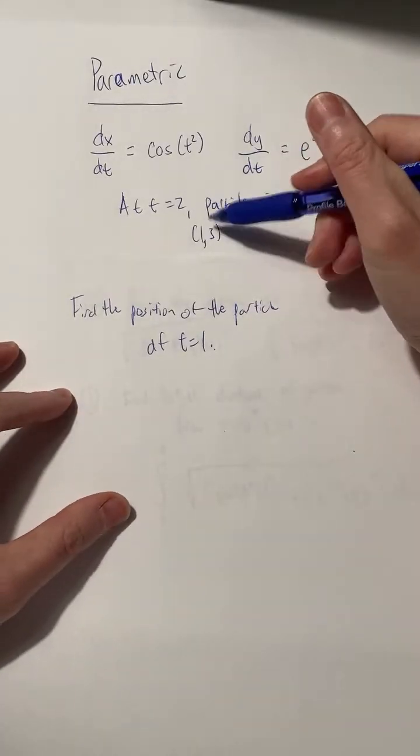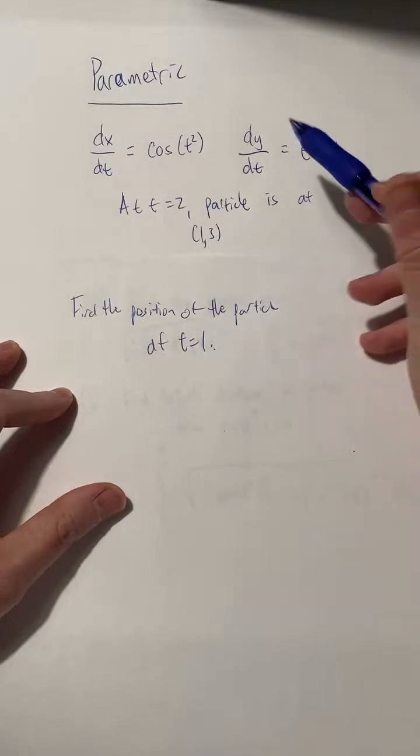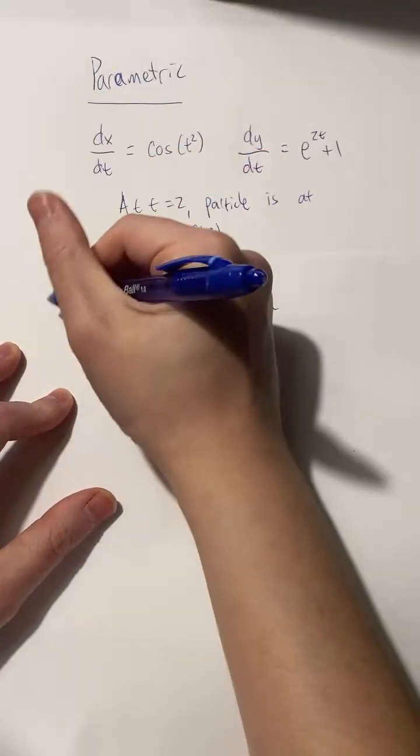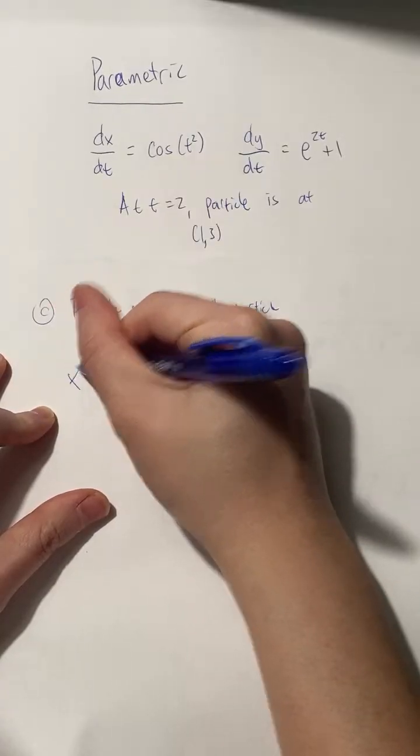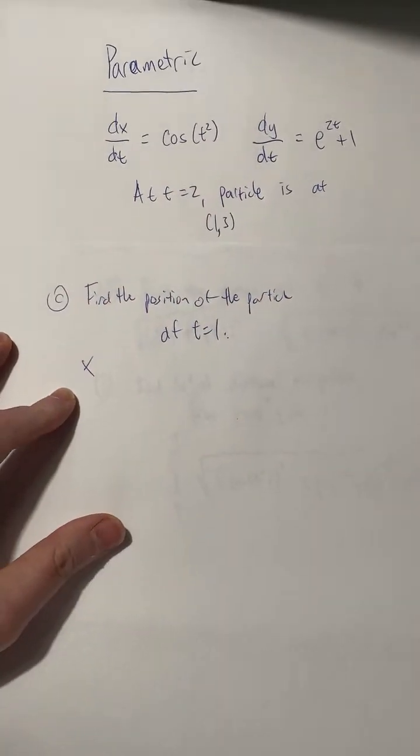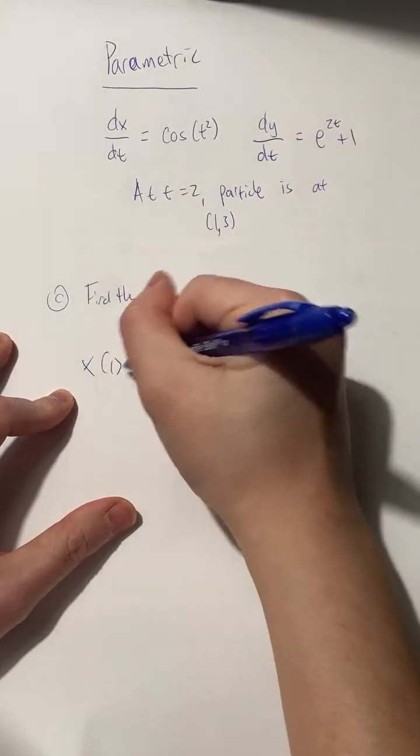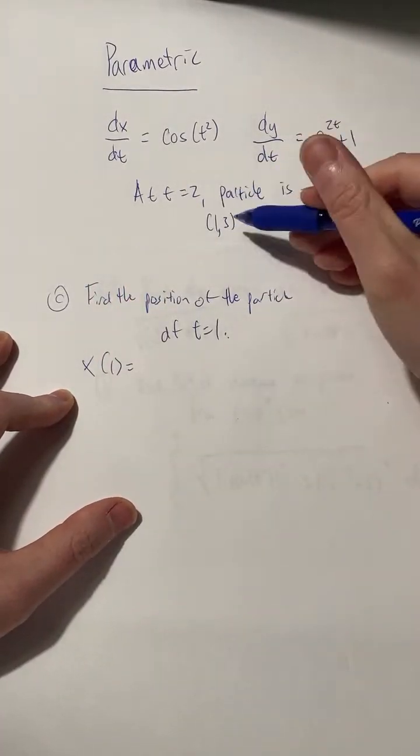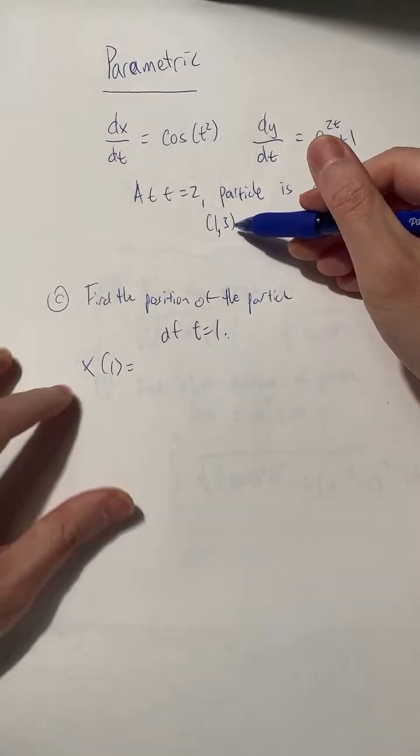And how you do this is FTC. That's why you're given all this information here. And you do FTC twice, one for the x coordinate, one for the y coordinate. Let's set up FTC. So the position part, I'm going to call it x of t and y of t for the x coordinate and the y coordinate respectively. So I'm going to find x of 1. I have 4 numbers here. I'm going to ignore the 3 for now because that's the given y value.